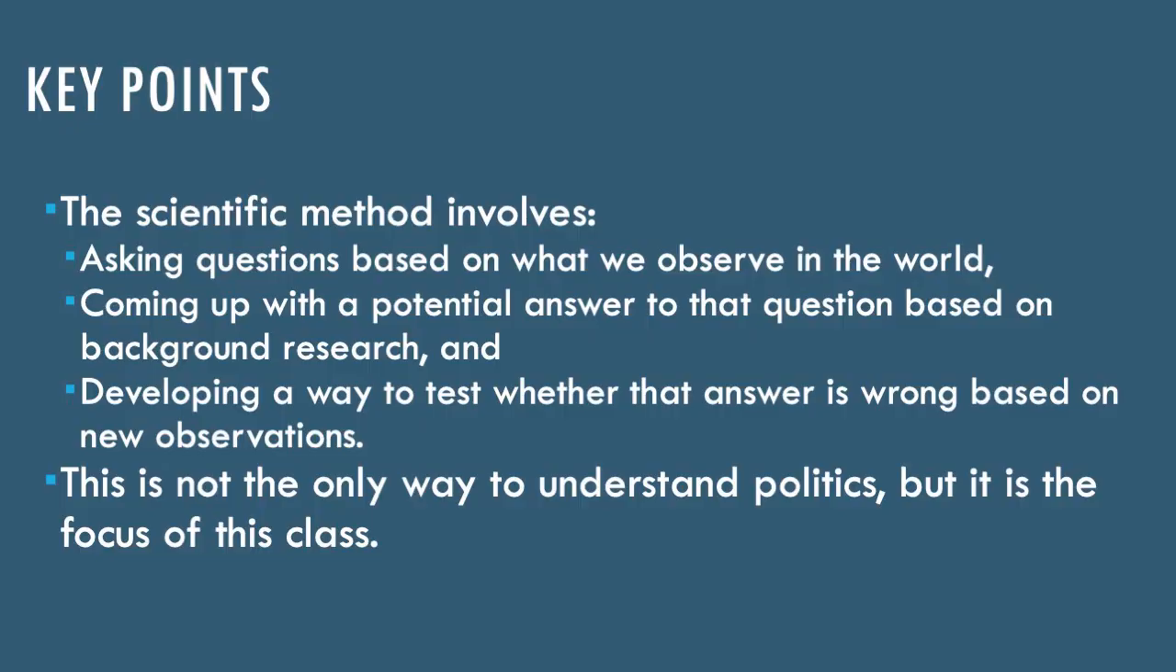To summarize up front, in this video, I discuss how the scientific method applies to politics. In this class, we are going to learn one way to study politics called empirical research. This type of scientific study involves asking questions based on what we observe in the world, coming up with a potential answer to that question based on our background research, and then developing a specific way to test whether that answer is wrong based on new observations. This is not the only way to understand politics, but it is what we're doing in this class.